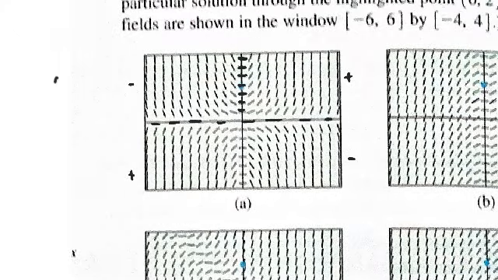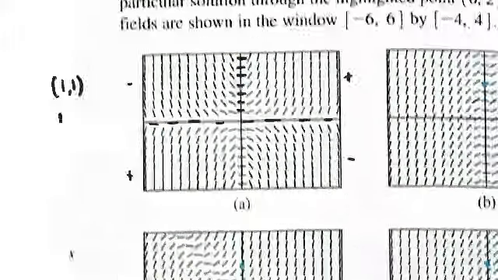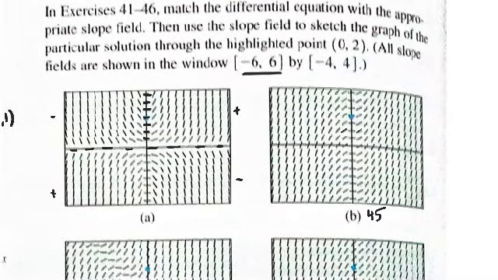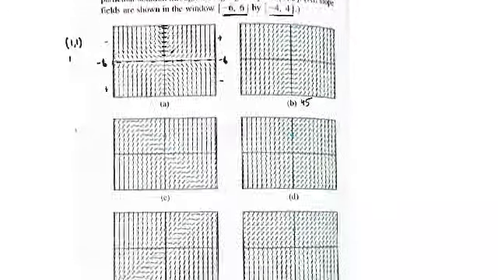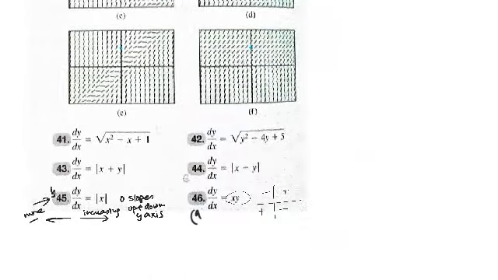I can check some points. If I say (1, 1), the slope should be 1. By the way, they told us that this window is negative 6 to 6 by negative 4 to 4. So this right here is negative 6 and 6 here, and 1 is probably 1, 2, 3, 4, 5, 6, somewhere here. Up here it's negative 4 to 4: 1, 2, 3, 4. So if I'm here, I am seeing the slope is 1. That would be another thing to check out. I'm going to go with 46 is A.